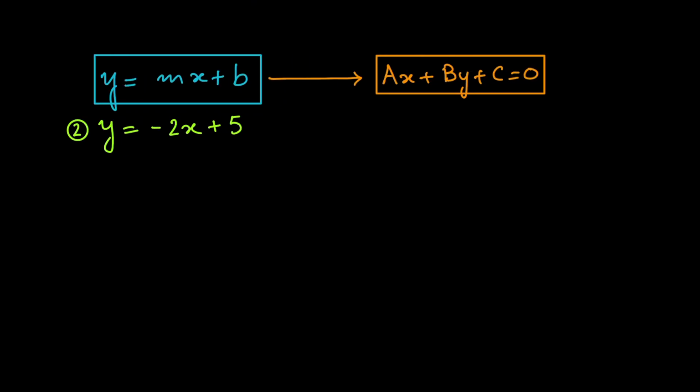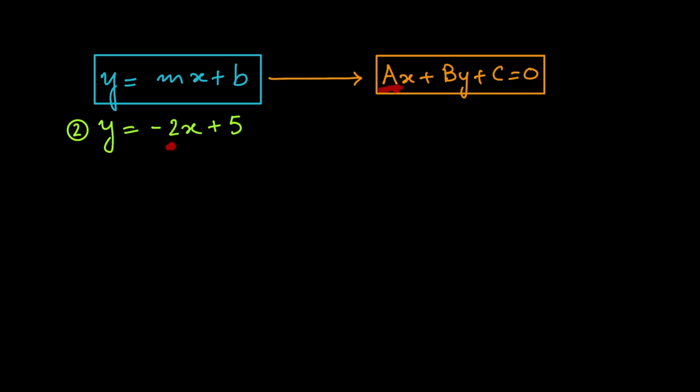Now example 2. In this also we have to convert from y = mx + b to ax + by + c = 0. The equation given here is y = -2x + 5. Again we see that first we have to assess the x term. x has a coefficient which is negative, and as I said, a should mostly be taken as positive.